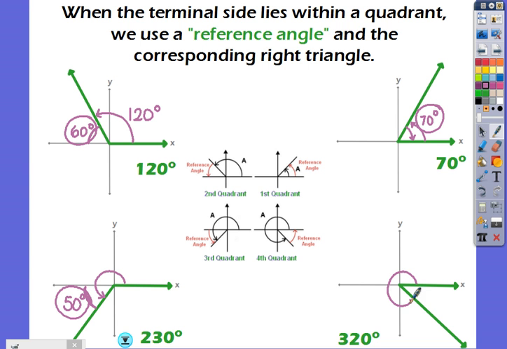320 degrees happens to have its terminal side in the fourth quadrant. Quickest way back to your x-axis is just to continue straight up. And 40 degrees, right? To get this whole thing to be 360. 40 degrees is what we call our reference angle.